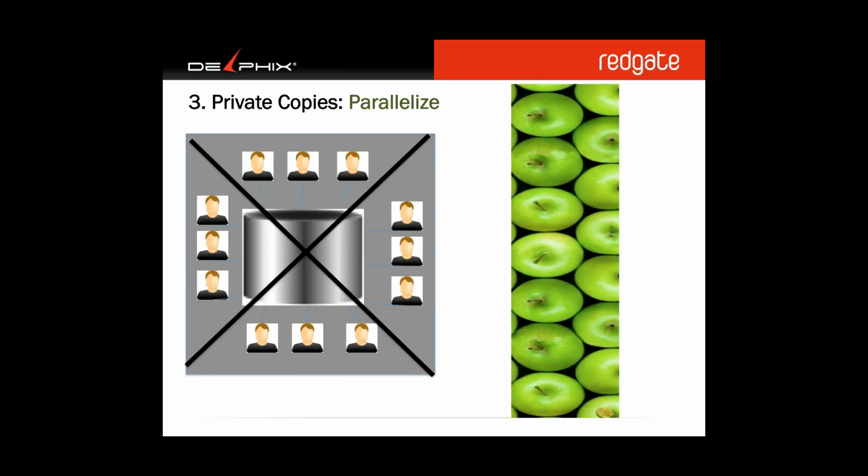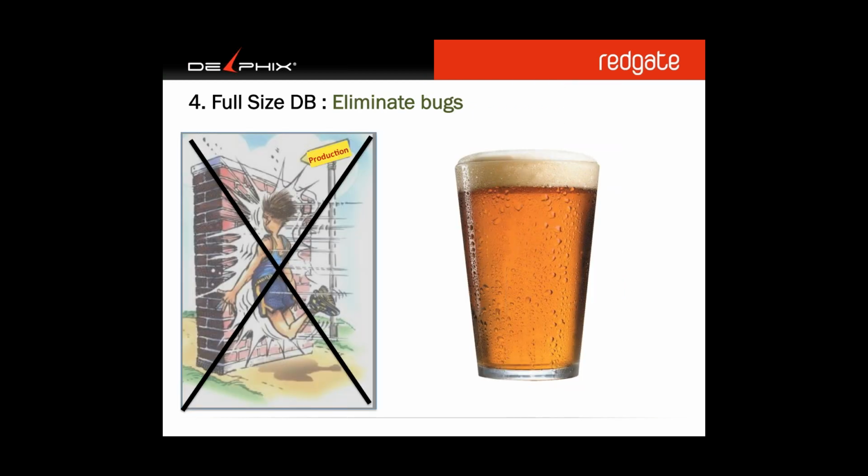No longer do developers have to share a single full copy of a database, but they can all get their own private copies, which means that the development work becomes parallel. Not only does development work become parallel, but because it's easy to create virtual copies, QA teams can now run QA suites in parallel. We see full-size databases, which means that code in development is written on a full-size database, which eliminates bugs that would otherwise make it into production.